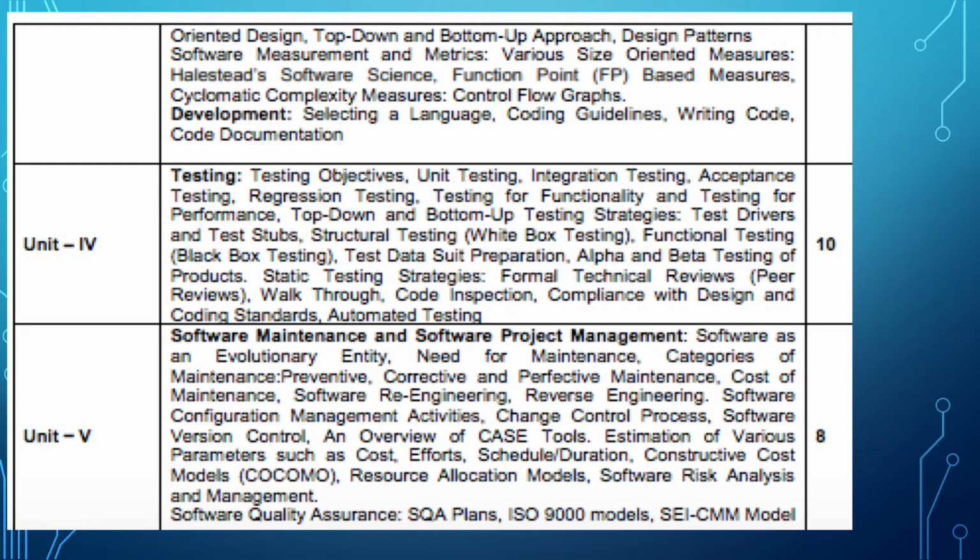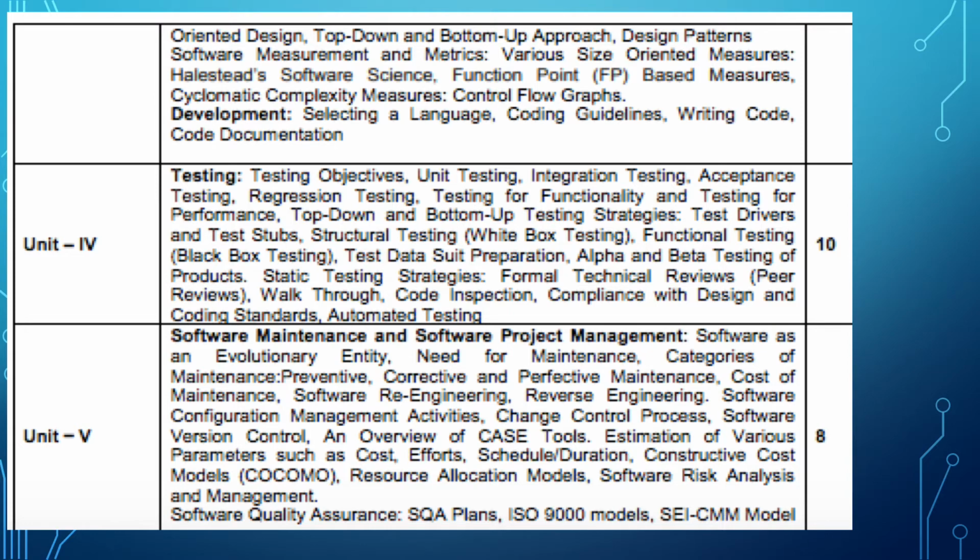Unit 4 entirely covers testing, how testing is done; different types of testing are there. When we approach it, we'll study everything over there, right? And the last unit is the maintenance part, how maintenance is done. CASE tools are there, and some quality checking models are also there; we'll discuss them over there. So these are the total 5 units we have, and these are the things which we are going to study.